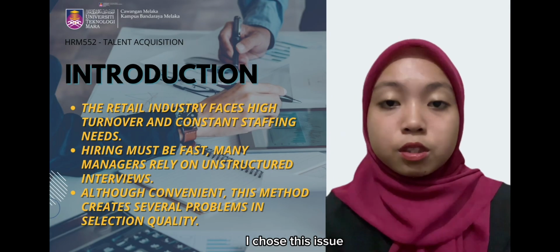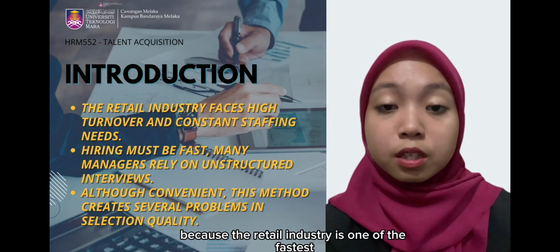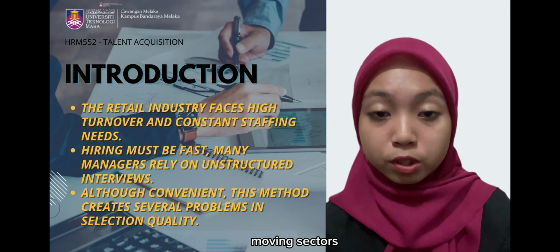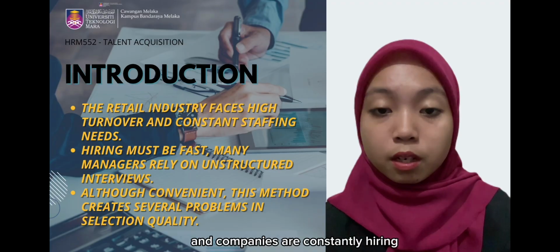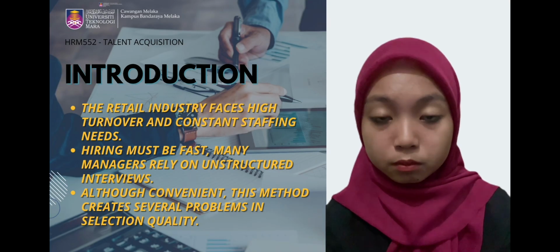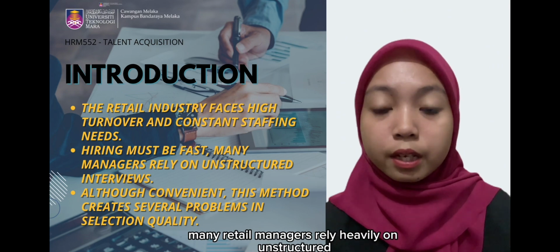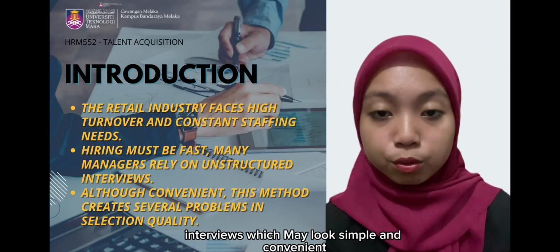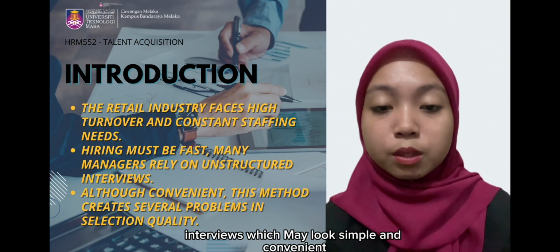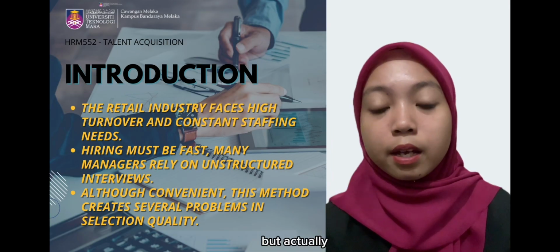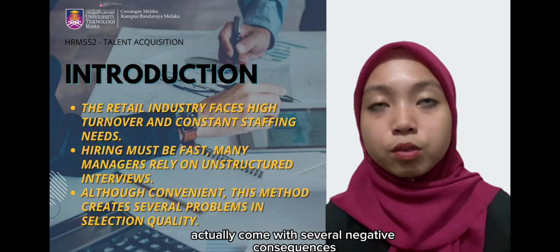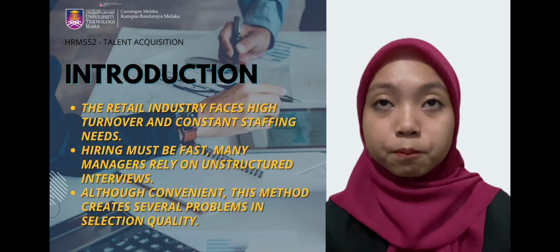I chose this issue because the retail industry is one of the fastest moving sectors and companies are constantly hiring. With high turnover and urgent staffing needs, many retail managers rely heavily on unstructured interviews, which may look simple and convenient, but actually come with several negative consequences.